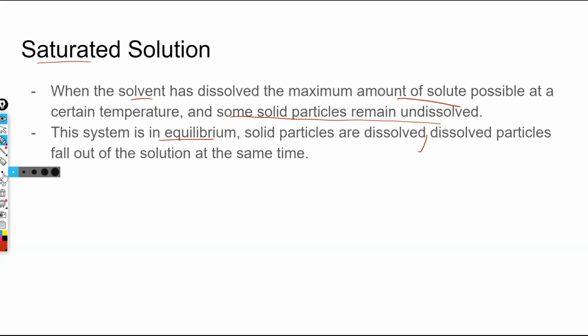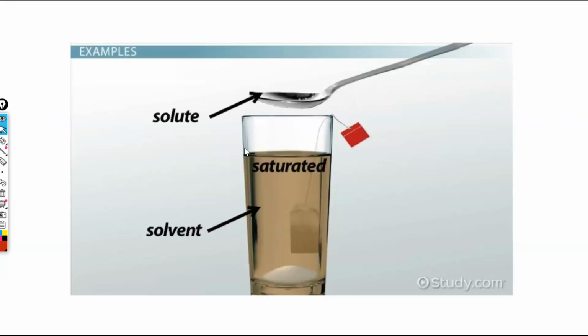If we look at a picture of how this would actually look, it's again the sugar and water, right? You have this mixture in here of sugar that's already been mixed, okay? But you've added too much and you have some now at the bottom. So this is a saturated solution. When you have excess sugar that's not dissolving at all, it's just settling at the bottom.